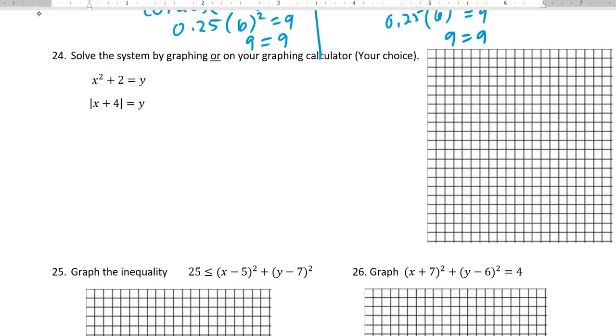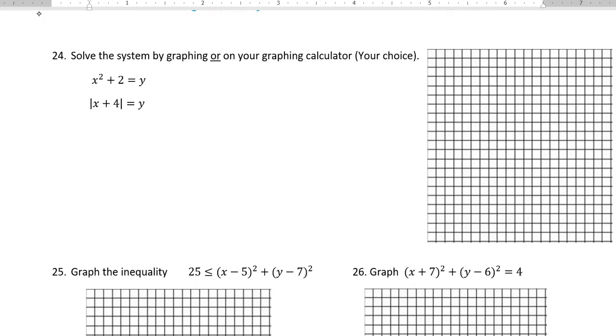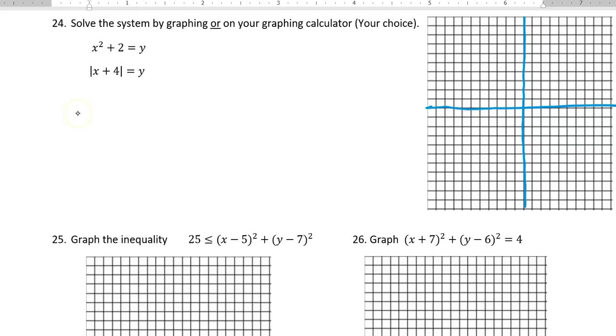Our next problem tells us to solve the system by graphing or in your graphing calculator. So I'm going to show you how to do it on both. I'm going to do it first by graphing. For my first equation, I can see this is a quadratic, a square function, and I'm just going to raise it up 2. Now on this, you just cannot be sketching. You've got to really make sure it lines up correctly if you're going to use graphing. So I'm going to give myself some more points. You can always add more points if you want to make your graph better.